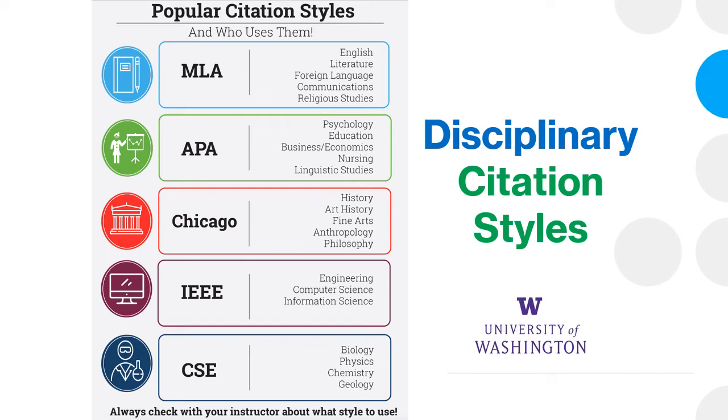APA style can be applied as a citation style in psychology, education, business and economics, nursing, and linguistic studies. Chicago citation style can be applied in the discipline of history, art history, fine arts, anthropology, philosophy. IEEE style will be used in engineering, computer science, and information science. CSE style will be applicable in biology, physics, chemistry, and geology.